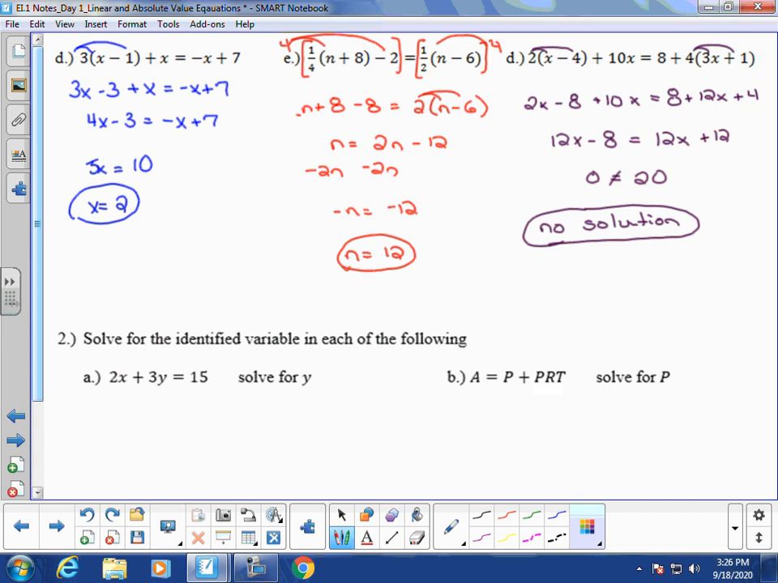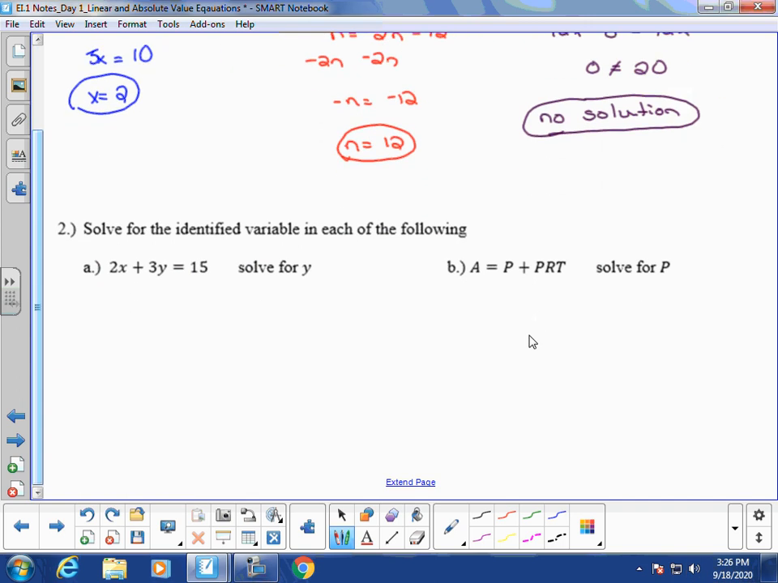So each of those examples had a single variable. Number two has multiple variables. We can still choose one variable to solve for and follow the same steps that we did with a single variable. So in problem 2a, we have 2x plus 3y equals 15, and we want to solve for y. So we want to get y by itself, essentially. So we're going to treat 2x, though it's not a constant, like a constant.